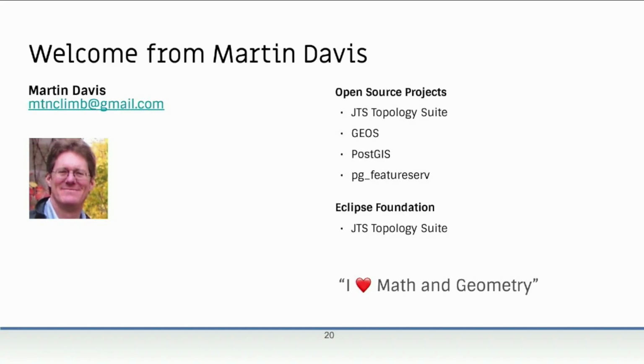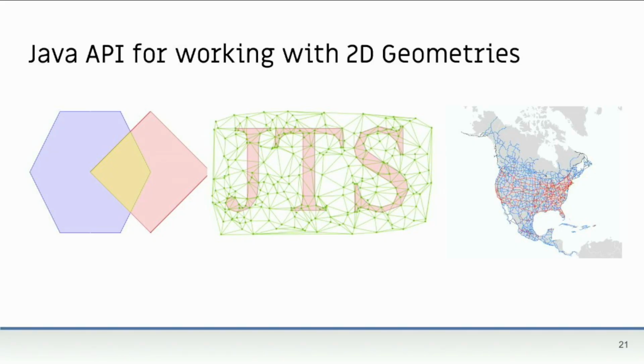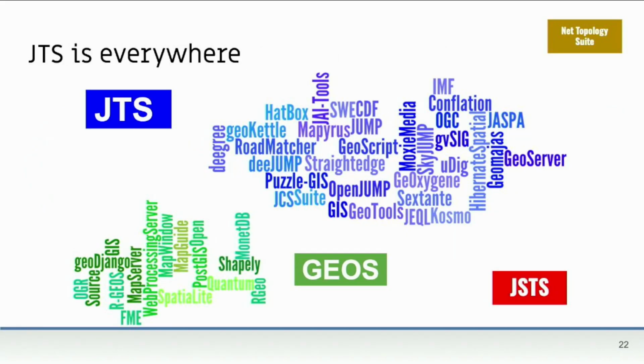He works on a number of different open source projects, JTS, GEOS, PostGIS, and so on. And he loves math and geometry. And I'm really glad he does, because he's really good at the math. So this is a library for working with 2D geometries. And JTS is used everywhere. It's used directly in a whole bunch of Java projects. It's used indirectly in a whole bunch of GEOS projects. And there's also a port of it to JavaScript. So if you use any of those technologies, you're resting on the shoulders of this project.